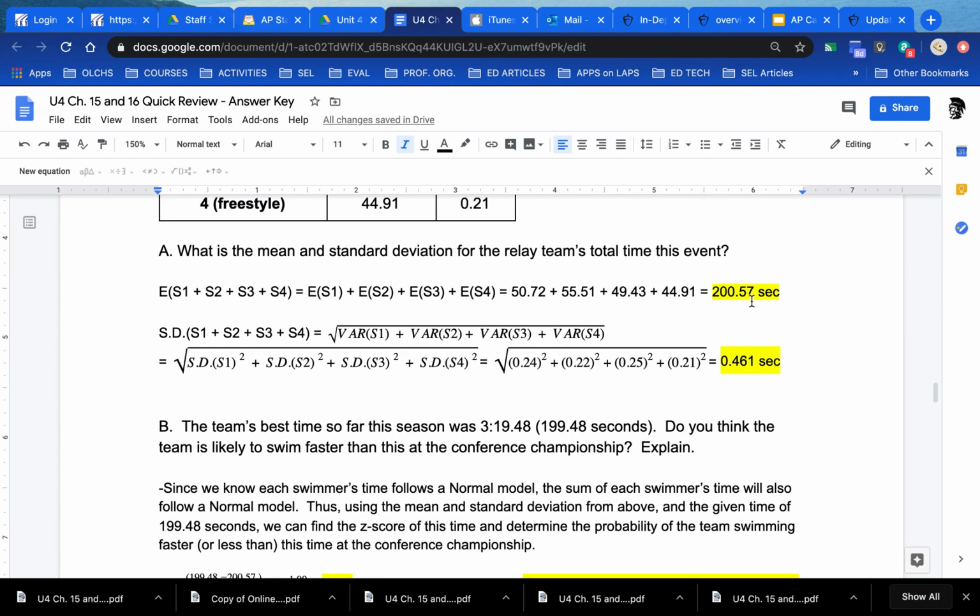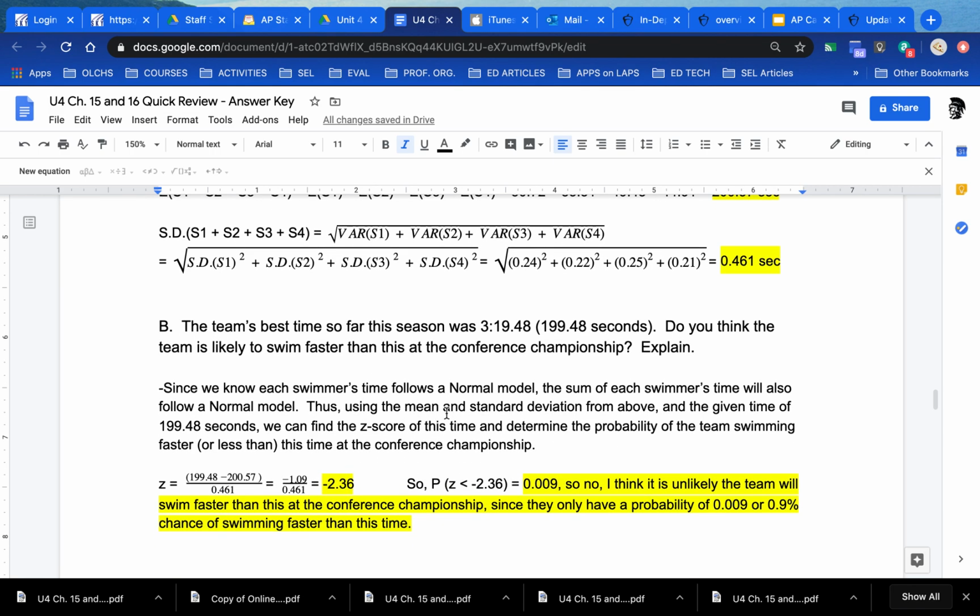Part B said the team's best time so far this year is 199.48 seconds, which is a little under their average. So with a standard deviation of 0.461, is this enough below average to suggest that they could do this like on the reg, or are they going to have a difficult time beating this personal best of their season? So I wrote out here what I just explained. We can use a normal model.